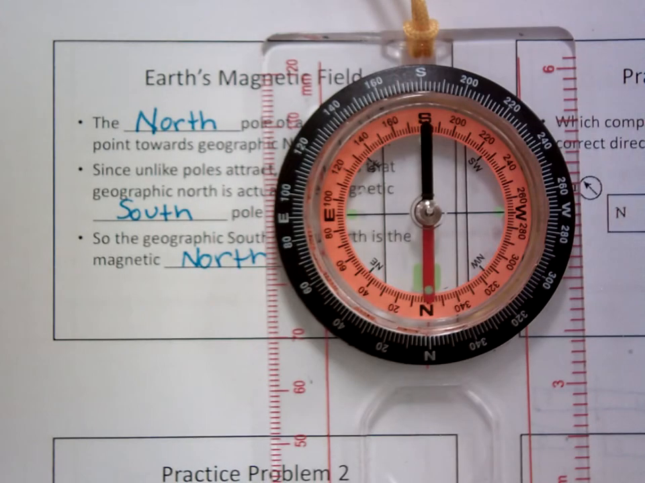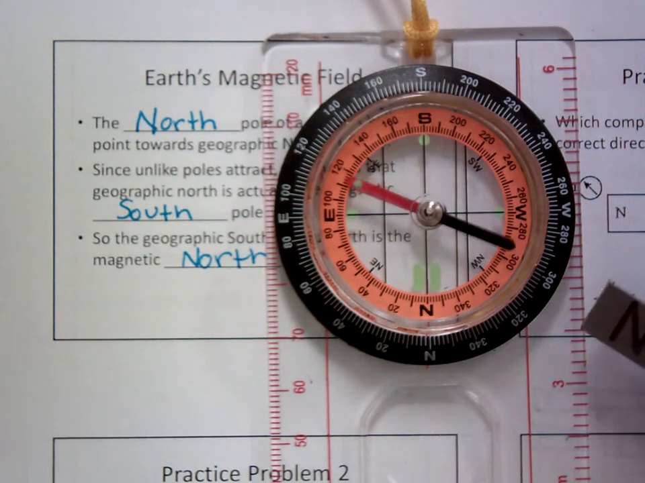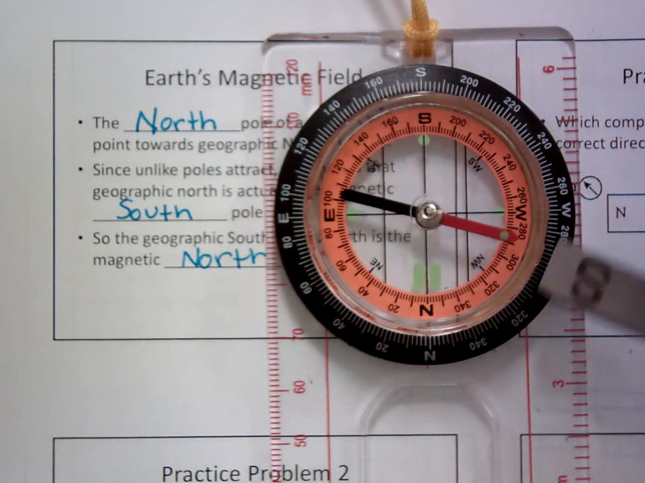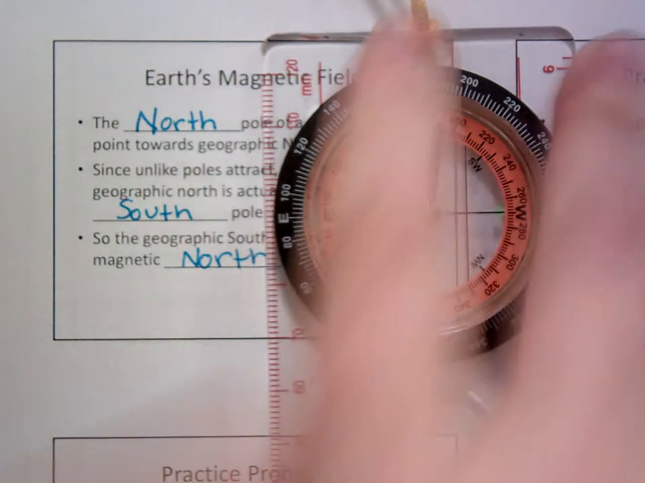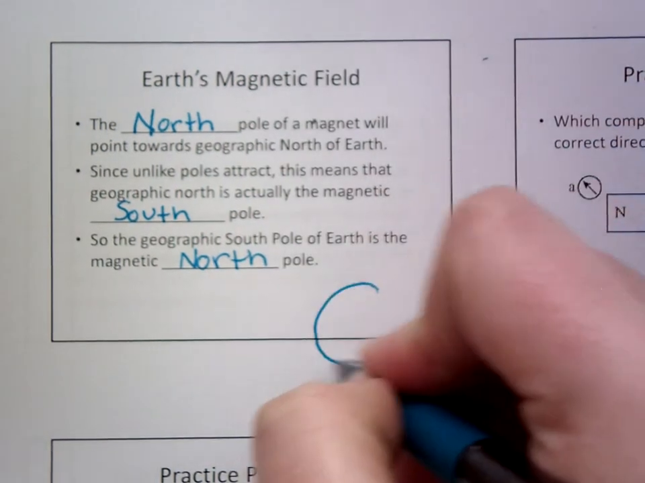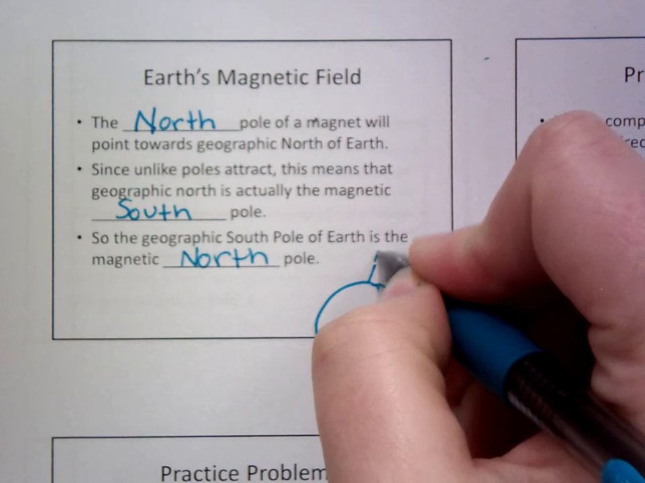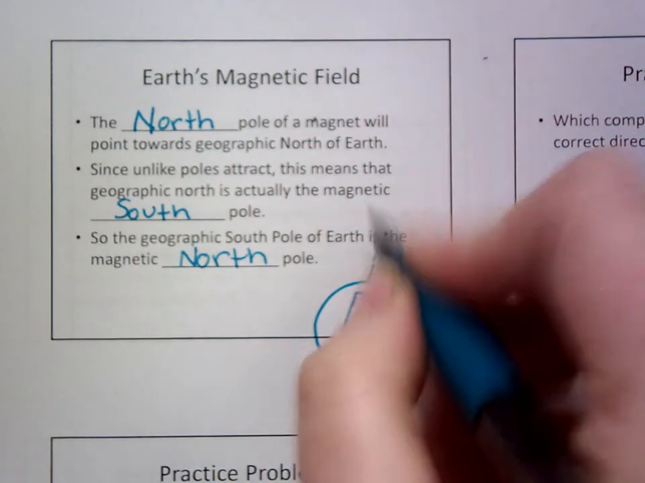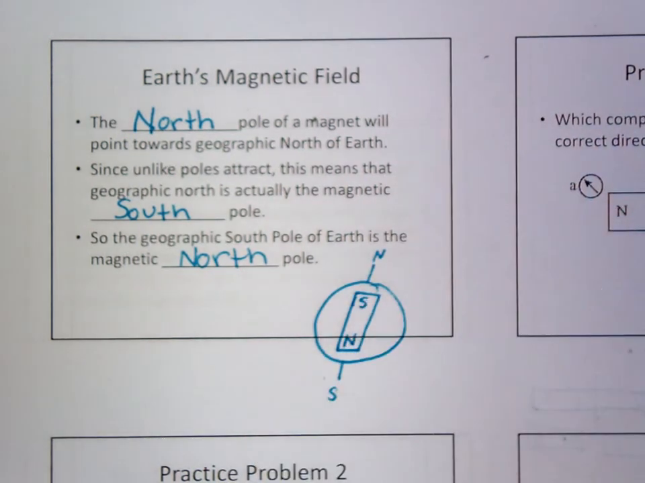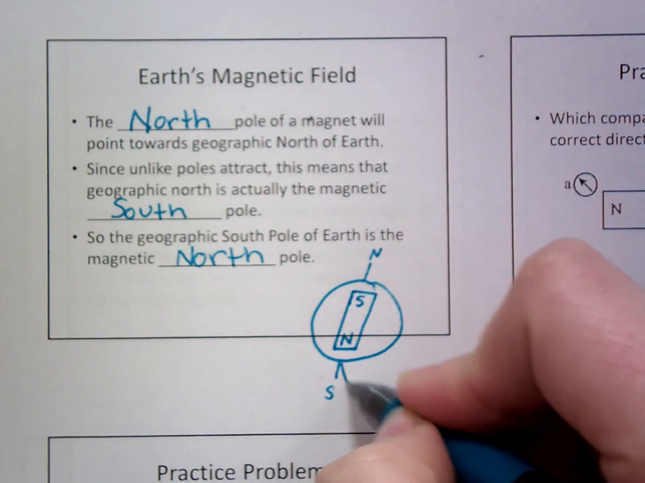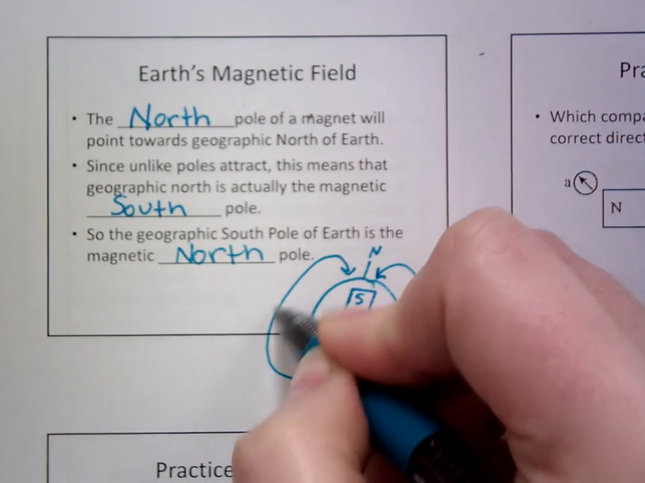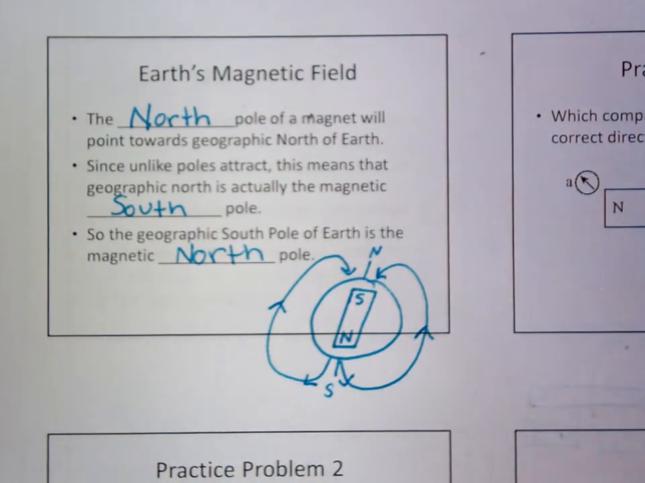So let me prove it to you. North pole of a compass, north pole of a magnet, they're repelling. So my compass is actually pointing towards magnetic south. So this means that if you were to think of Earth as a magnet, we've got north and south pole, but the magnet of Earth's magnetic field is actually the other way around. So the magnetic field lines of Earth actually go like this.